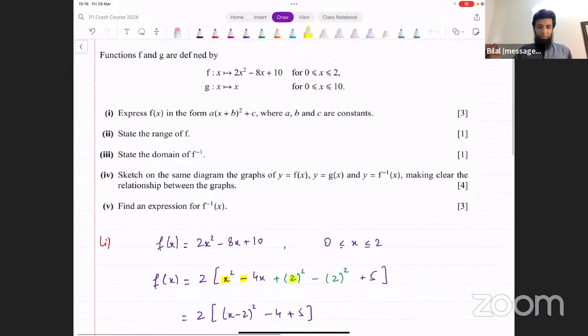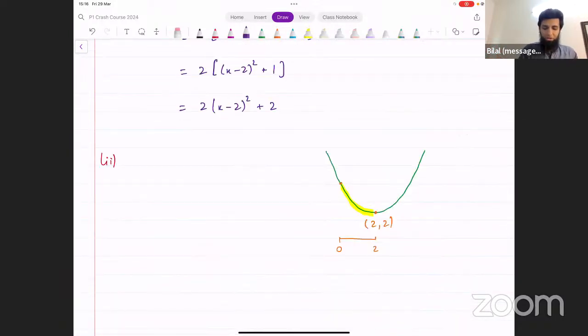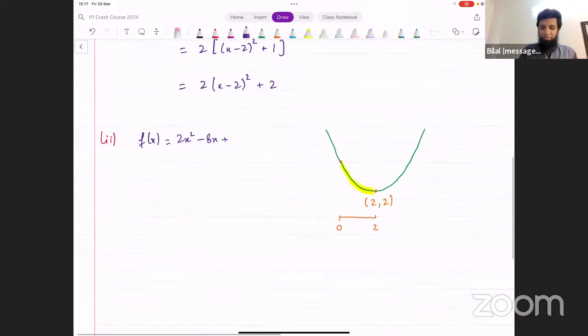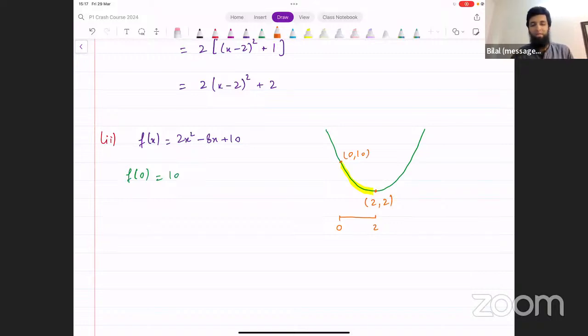And now the function, let me write that down here. The function was 2x squared minus 8x plus 10. Now we need to figure out what the value of this function is when x equals 0. What's f of 0? If you were to input 0 inside this, the y value would turn out to be 10. So when x is equal to 0, the y value is 10.